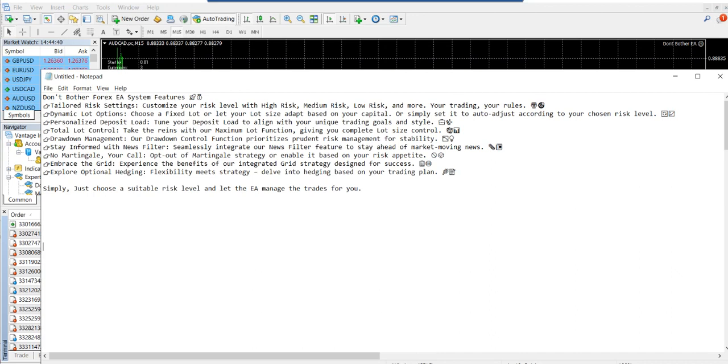And if you think the settings are too complex, then just choose a suitable risk level, based on what kind of personality and what kind of risk appetite you have, and let the EA manage the trades for you.